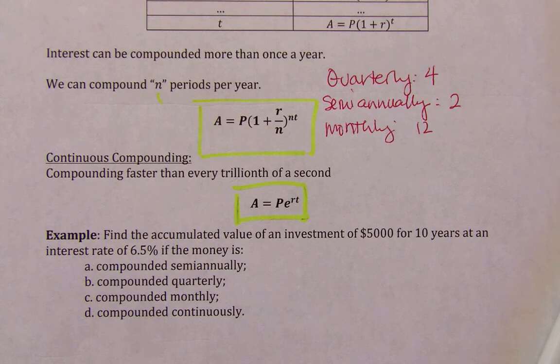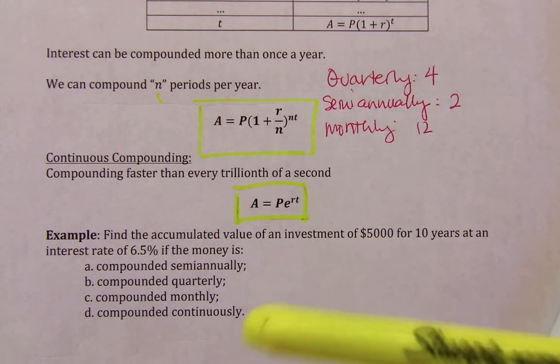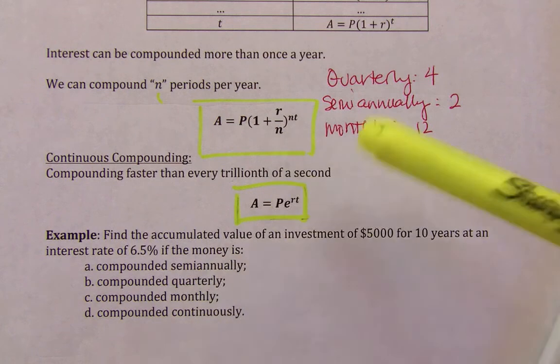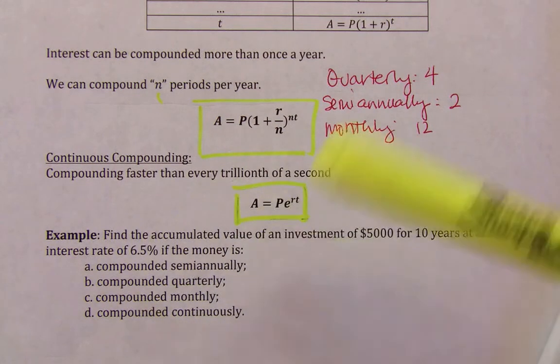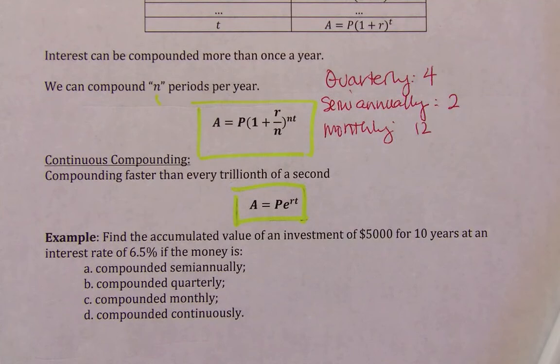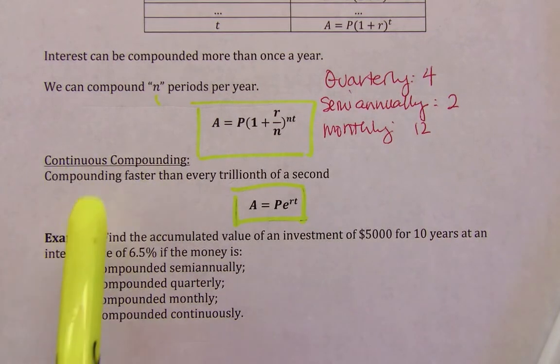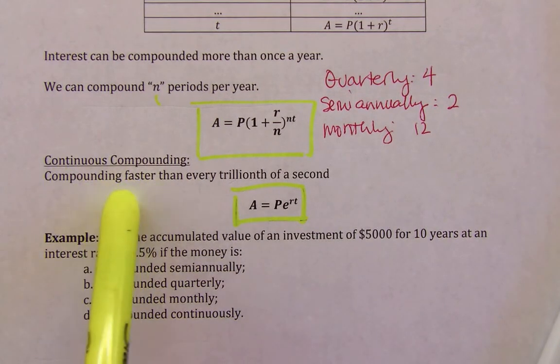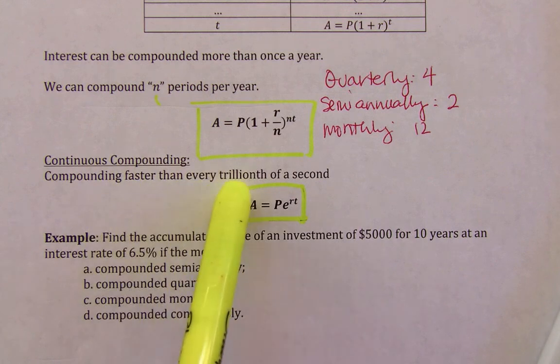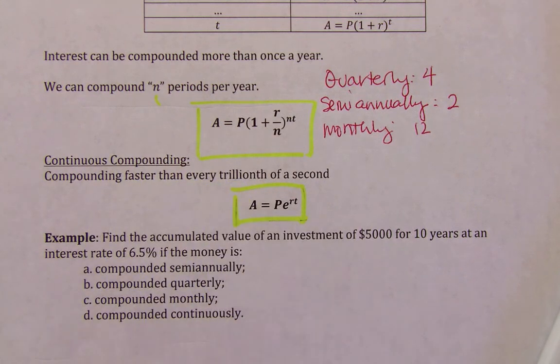But what if I said I wanted to calculate my interest every second? Well, every second then I'd be calculating interest and earning money faster and faster and faster. The more times that we calculate our interest, the faster our money is growing and we're getting more and more money. But we can compound our interest, what we say, continuously, or continuous compounding. That means faster than every trillionth of a second. So almost instantaneously we're calculating our interest. And that's the best option that we can find.